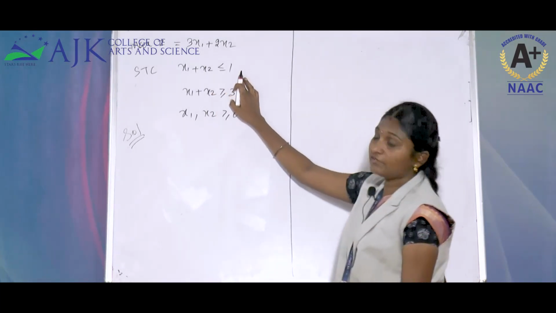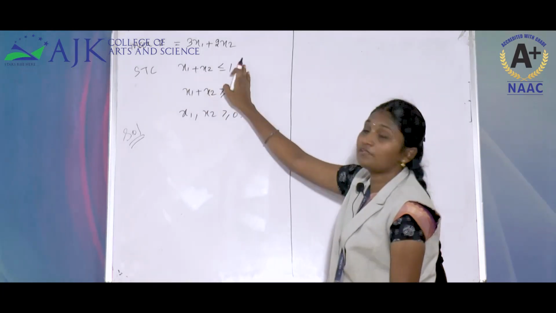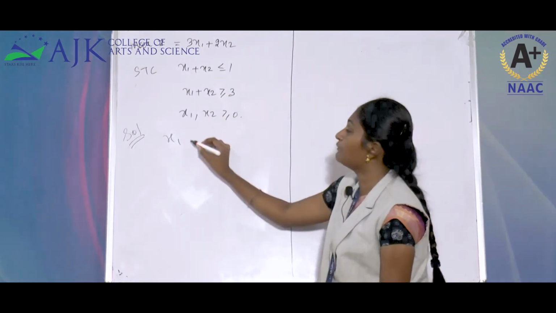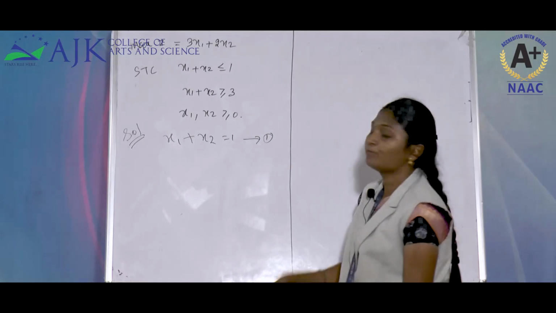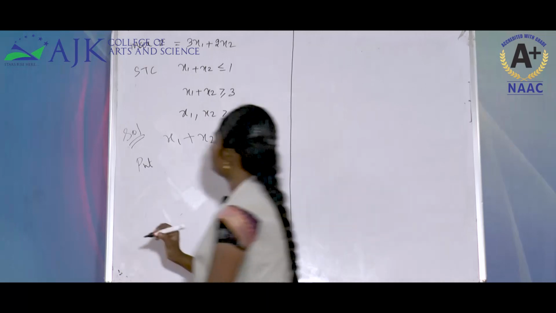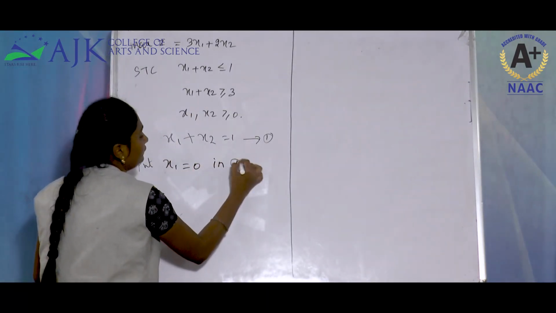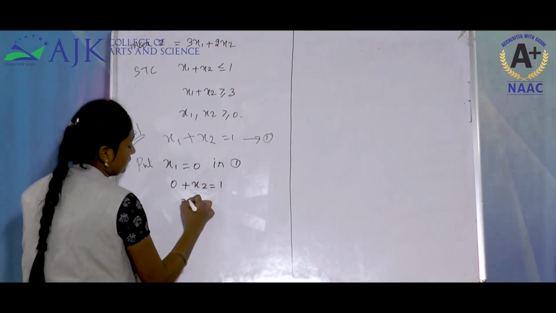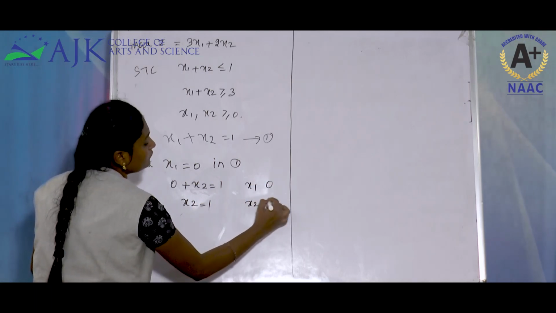Here, your first inequality is x1 plus x2 less than or equal to 1. You have to consider this inequality into equation. So, x1 plus x2 less than or equal to 1 becomes x1 plus x2 is equal to 1. This is our equation number 1. So, put x1 is equal to 0 in equation 1. So, 0 plus x2 is equal to 1. x2 is equal to 1. I put x1 as 0. What is my x2? 1.